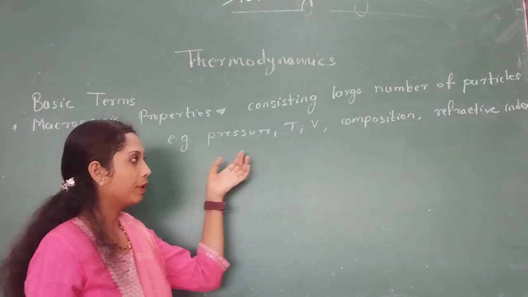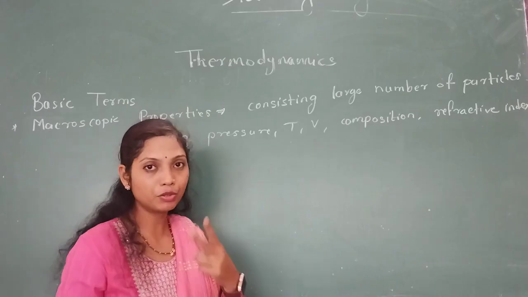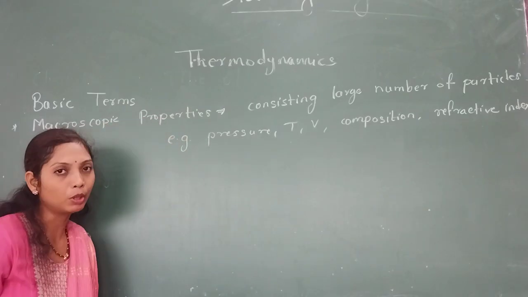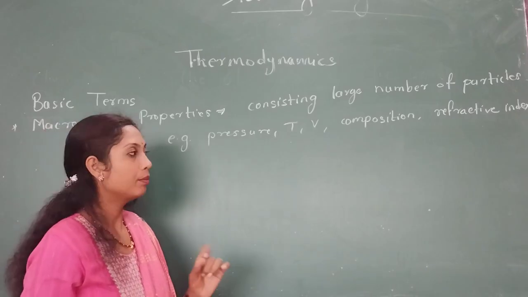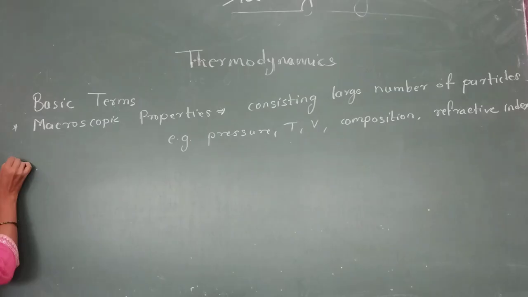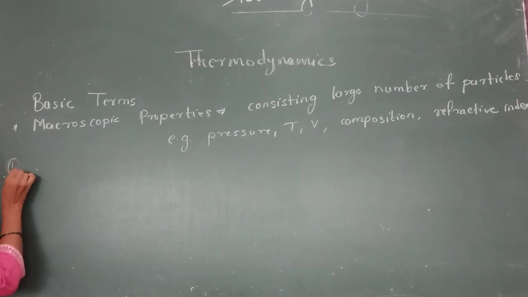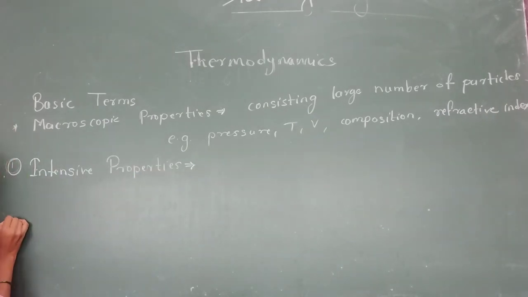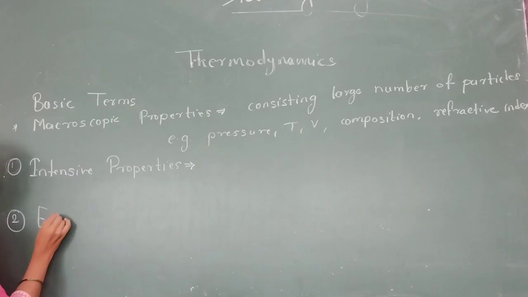Now, these properties are further divided into two types on the basis of whether they depend upon the number of molecules or amount of substance present in the system. So there are two types. First one is intensive property, and the second one is extensive properties.